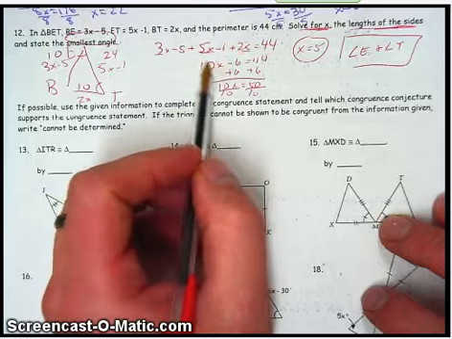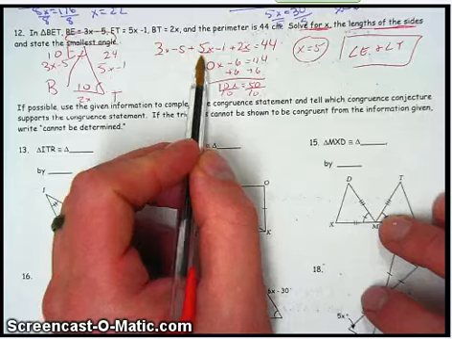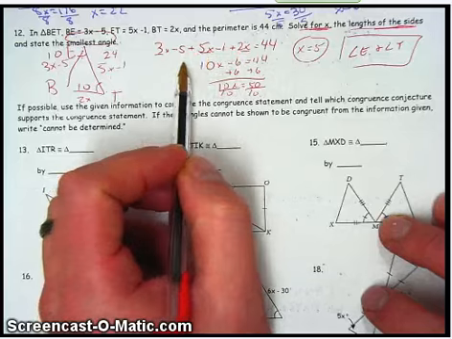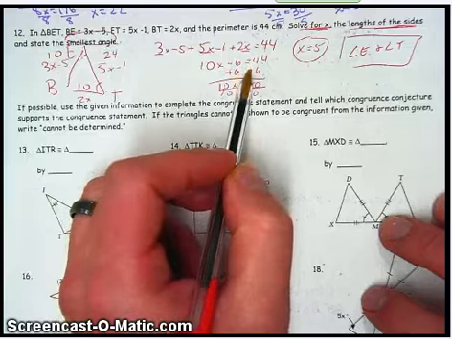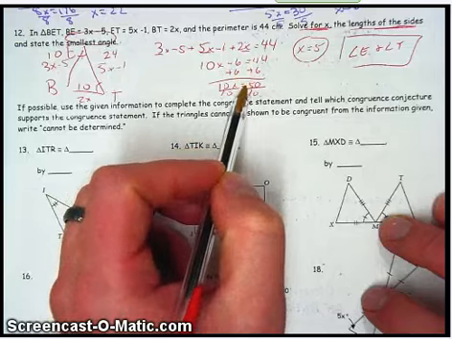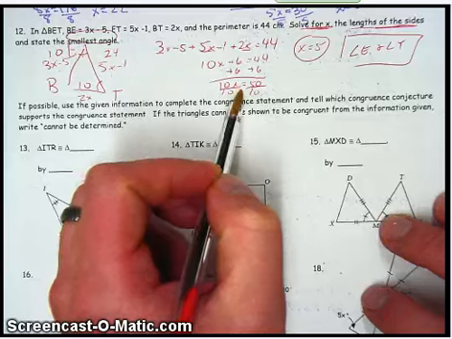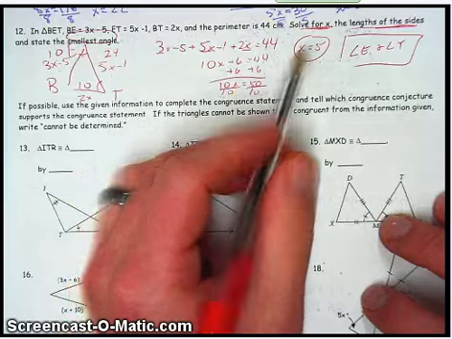I can go ahead and solve for x, so I can combine my like terms. 3x and 5x is 8x, plus 2x is 10x. Negative 5, negative 1, so that's minus 6, equals 44. Add 6 to both sides. I get 10x equals 50. Finally, I divide both sides by 10, so I get x equals 5. So that's the first part.